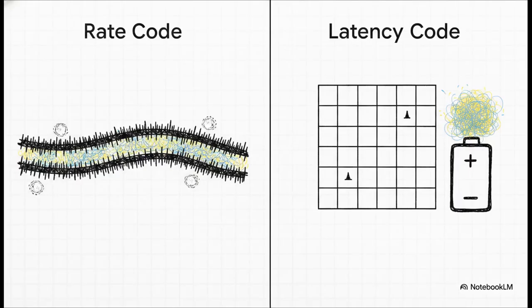So why pick one over the other? Well, rate codes offer real mathematical error tolerance. More spikes literally mean stronger, more continuous gradient signals for backpropagation, making your optimization math significantly easier.